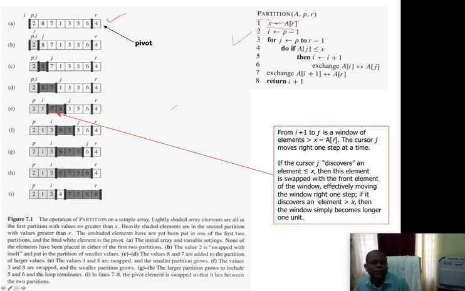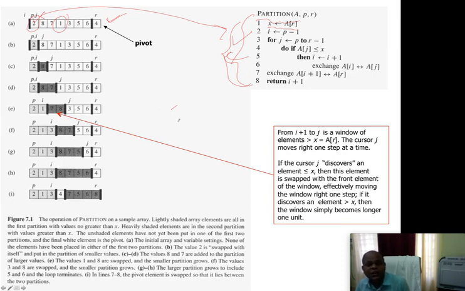Someone can take the first element as the pivot element. If you take this element as the pivot element, then accordingly this partitioning algorithm will change. This will not be the partitioning algorithm. Someone can decide that I will take the middle element as the pivot element, not the first or last element. If you choose the middle element as the pivot element, then accordingly this partitioning algorithm will change.